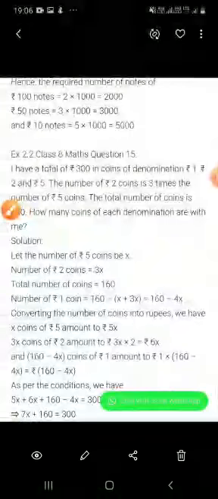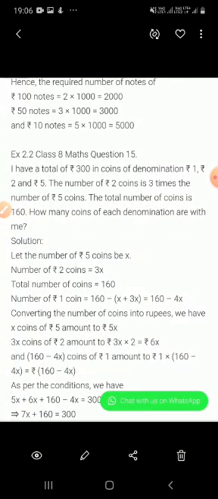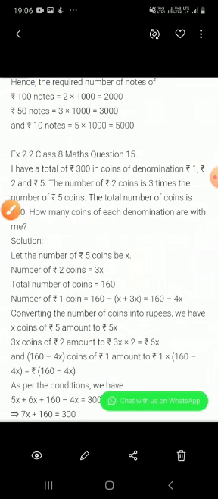Let's check the answer one time. So rupees 100 notes, 2000 notes are there. Rupees 50 notes, 3000 notes are there. And rupees 10, how many notes are there? 5000. So that's our answer.